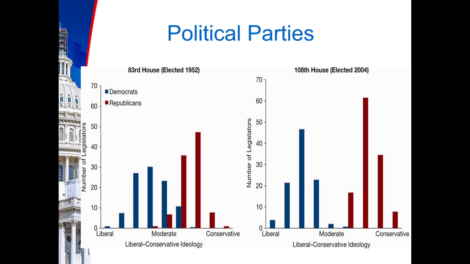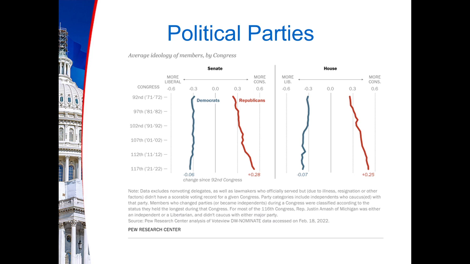So this is a graph showing from 1952 and a graph in 2004, which showed that in 1952, we actually had some Republicans who were more liberal than some Democrats, and some Democrats that are more conservative than Republicans. But in 2004, they had become completely polarized, and there are no Republicans who are more liberal than any Democrats, and vice versa. Okay. We also see this polarization from 1972 to 2022.